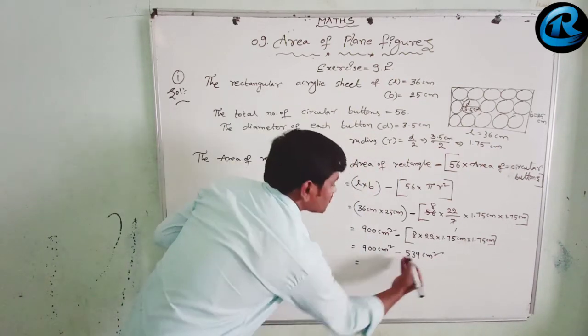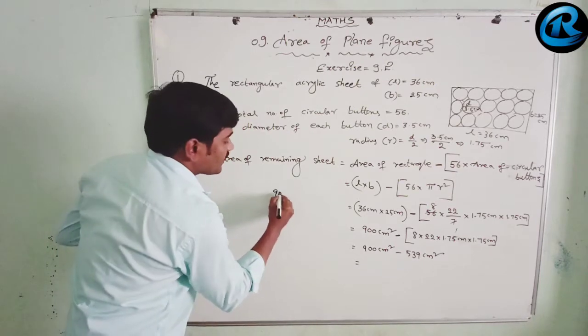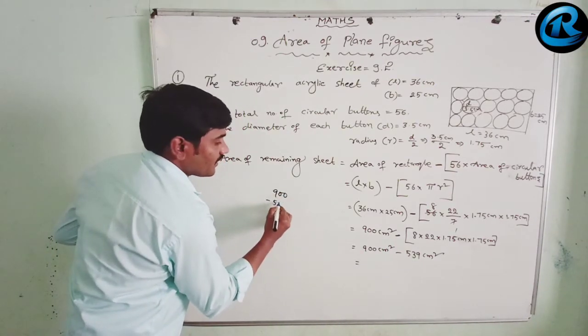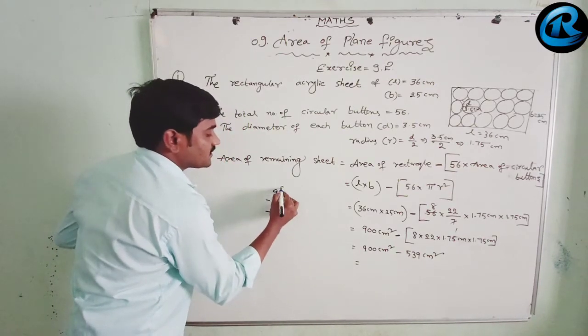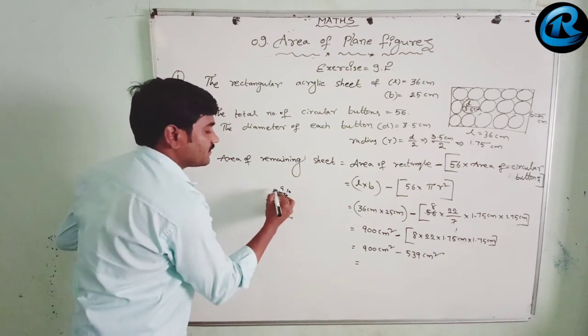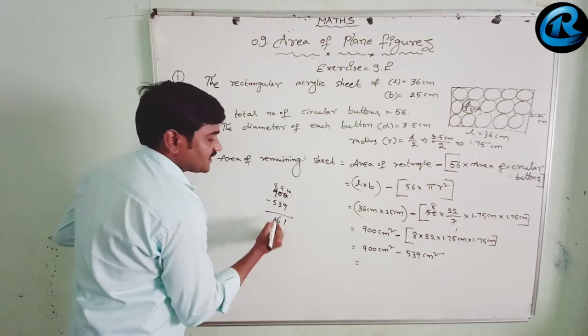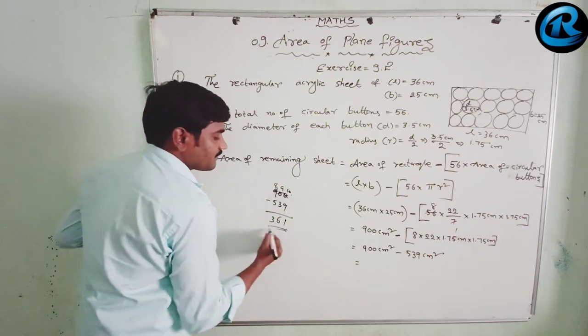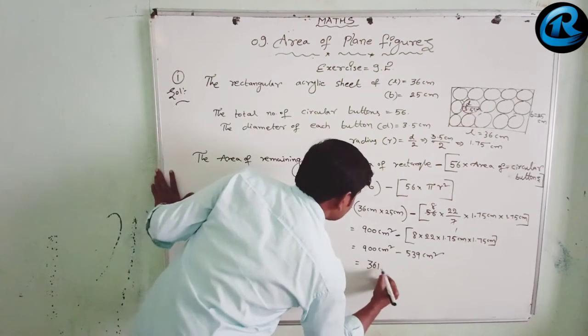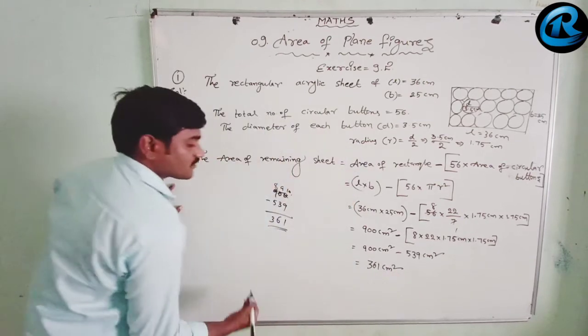Then you subtract both. 900 minus 539. It is 9 and it is 10 here, and it will become 80. 10 minus 9 is 1, 9 minus 3 is 6, 8 minus 5 is 3. That is 361 centimeter square.